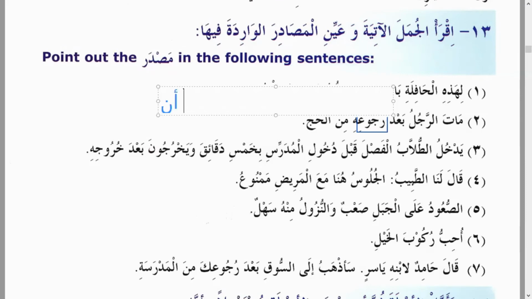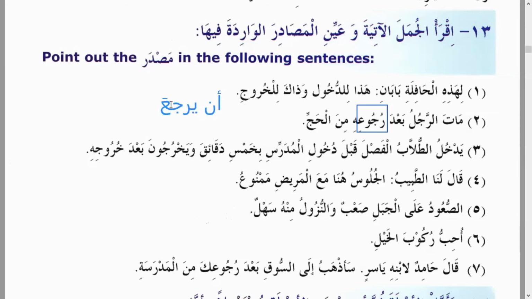An, then I have to use a fi'l mudari. So raja'a yarji'u. I look at whether the person I'm speaking to is third person or second person, and I use it accordingly. Yarji'a. So I can say the same statement using an. What it does is make the verb mansub. So an yarji'a. Instead of saying ruju'ihi, I can say mata rajulu ba'da an yarji'a min al-hajji. The meaning is totally the same. This combination is called masdarun muawwalun.